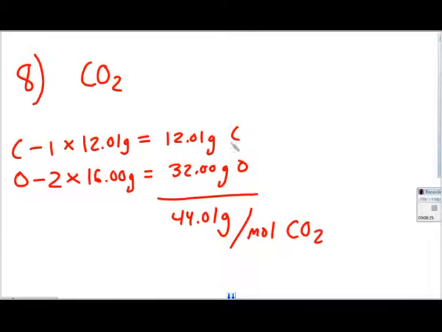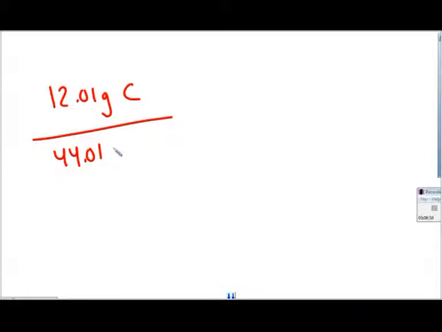So now I'm going to take the carbon part divided by the whole, then I'm going to take the oxygen part divided by the whole, multiply both by 100 to figure out what percent is carbon, what percent is oxygen. So let's go ahead and do that. First, carbon is 12.01 grams. The whole carbon dioxide gas is 44.01 grams. Part divided by the whole, times by 100. And I find that my carbon makes up 27.29%.